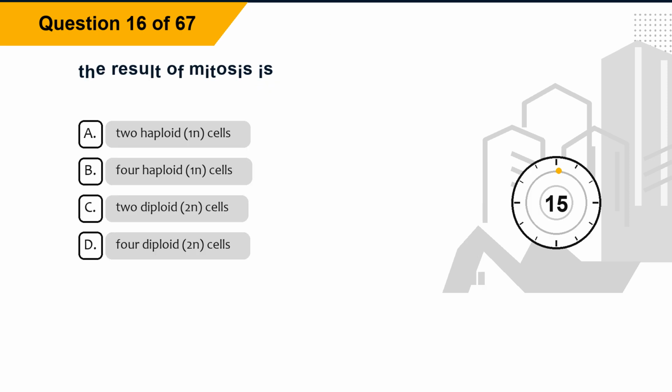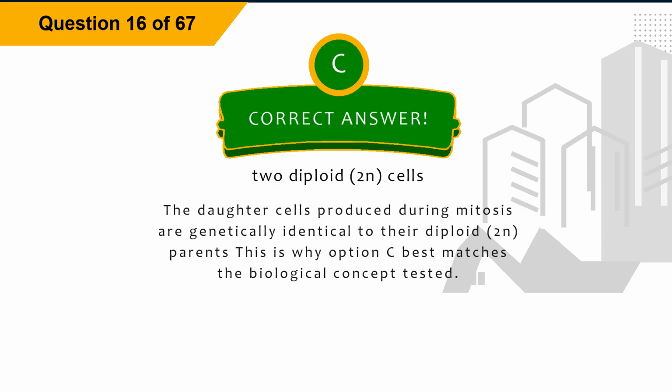Question 16. The result of mitosis is option A, 2 haploid, 1N, cells. Option B, 4 haploid, 1N, cells. Option C, 2 diploid, 2N, cells. Option D, 4 diploid, 2N, cells. The correct answer is option C, 2 diploid, 2N, cells. Explanation. The daughter cells produced during mitosis are genetically identical to their diploid, 2N, parents. This is why option C best matches the biological concept tested.